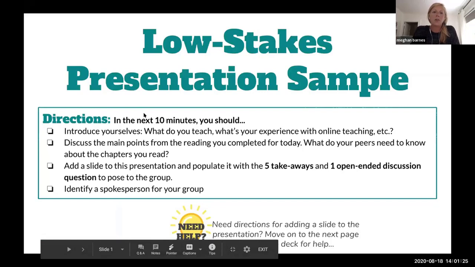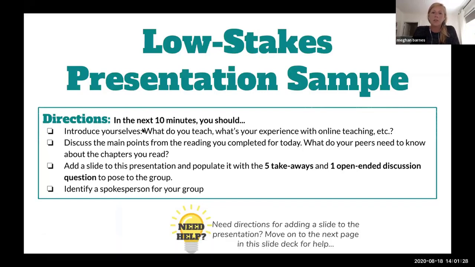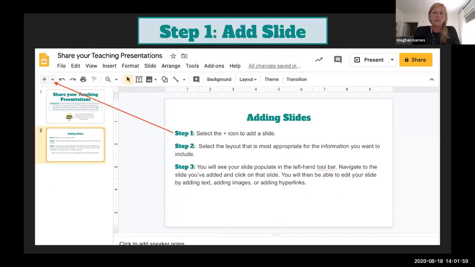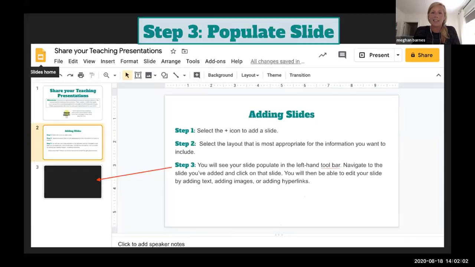So what I have are directions for them. I would move them into breakout groups. They would have 10 minutes to introduce themselves, to talk about the main points from the reading, and then I tell them specifically what I want on each slide, or the slide that they're developing as a group. What are 5 takeaways, and what's one open-ended discussion question you could pose, and then that directive there to identify one spokesperson for the group. I then include the same information every time about how to add a slide. Most students do know how to add a slide to a presentation at this point, but if they don't, these directions are here for them, including screenshots, so they can see exactly how to add a slide.